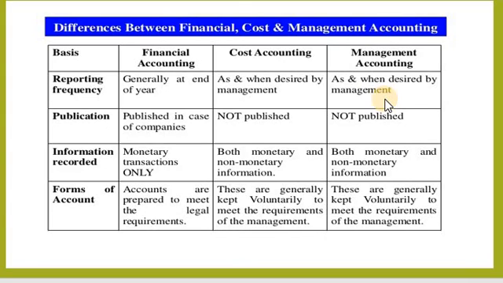That means the management accounting manager will evaluate and analyze based on the previous data. Then he will take the decision whether we want expansion or to discontinue that production. That is also included here under reporting frequency. Financial accounting depends on the end of every year, and management accounting reports when the management requires. The next one here is the basis of publication. Here, published in case of companies.